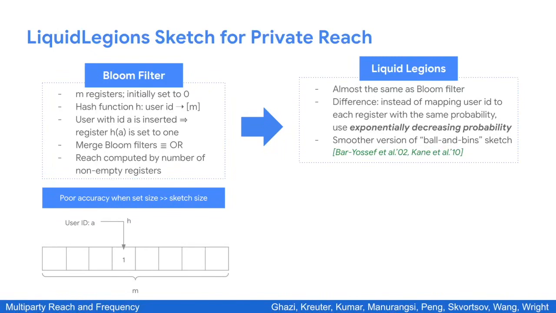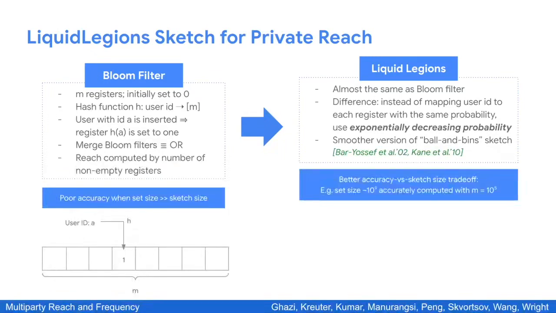Our liquid region sketch is much better at handling a large set size when compared to the sketch size. For example, for the billion user case, we can accurately estimate the set size using only about 100,000 registers. Alright, so how do we use this liquid region sketch in our protocol?